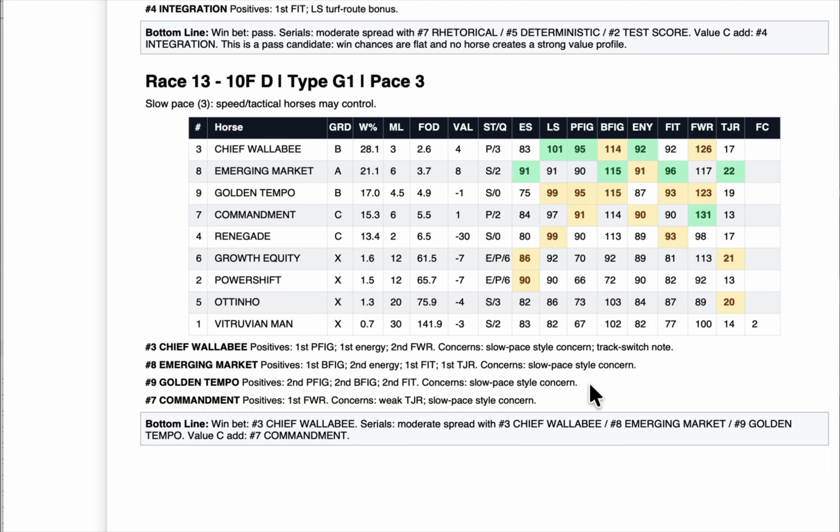So yeah, the track was playing extremely fast. It was very hard for horses to come from behind. But again, at 10 furlongs, it just seems like these young horses continue to collapse. And Chief Wallaby seemed like the right play. It says bottom line, win bet Chief Wallaby. Perhaps do a moderate spread with Chief Wallaby, Emerging Market, and Golden Tempo. And if you want some value, add Commandment.